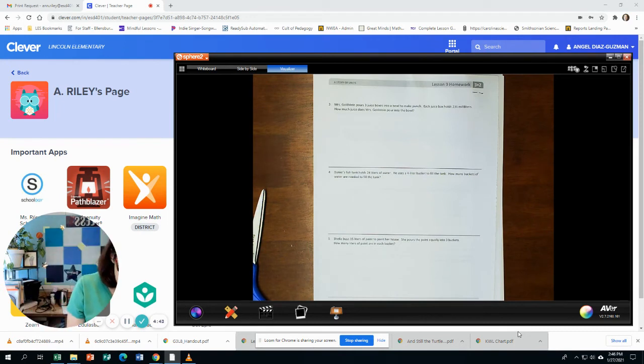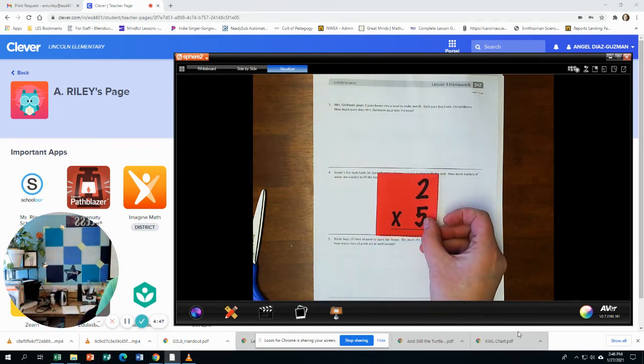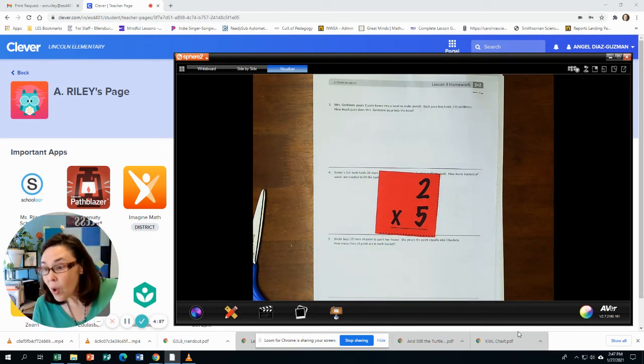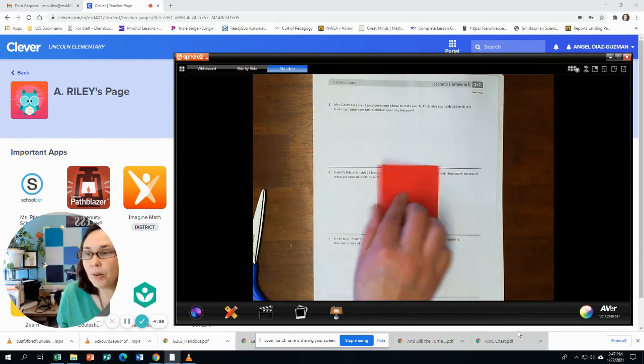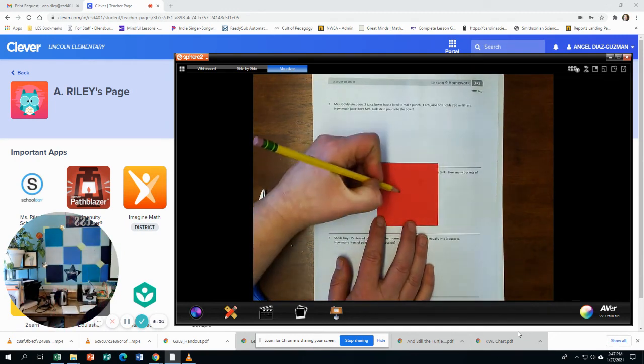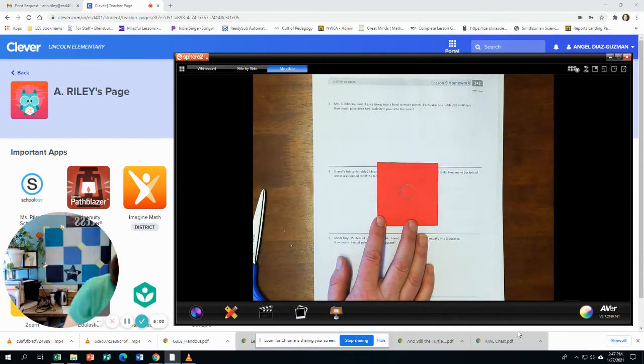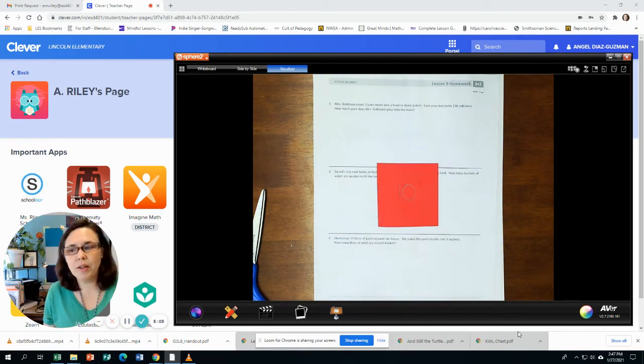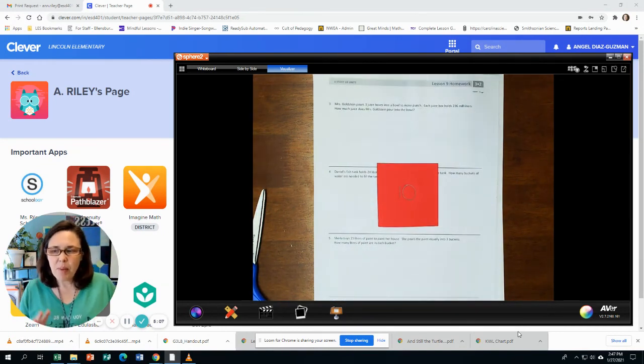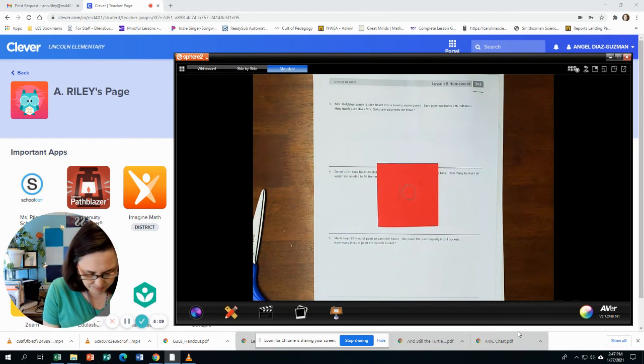So I've got 2 times 5. I'm going to say 2 rows of 5. Well, that's like saying 5 plus 5. So I'm going to write 10 on the back. So I'm getting my flashcards ready to be used as flashcards by getting the answers on the back side. All right, so that's your job for today.